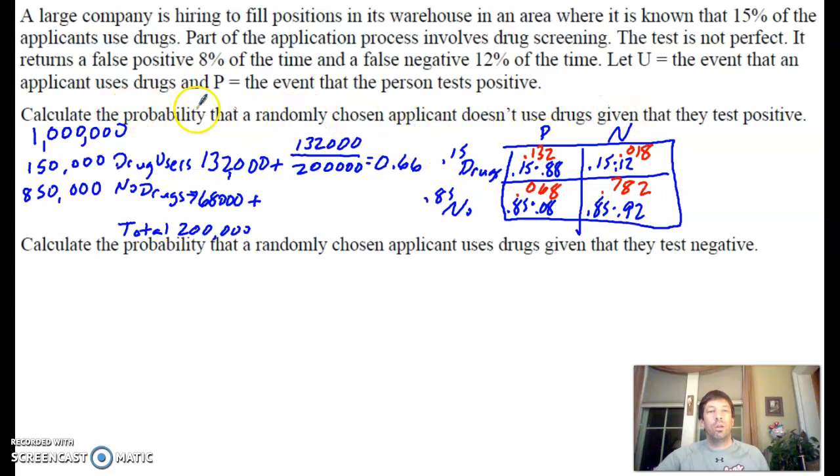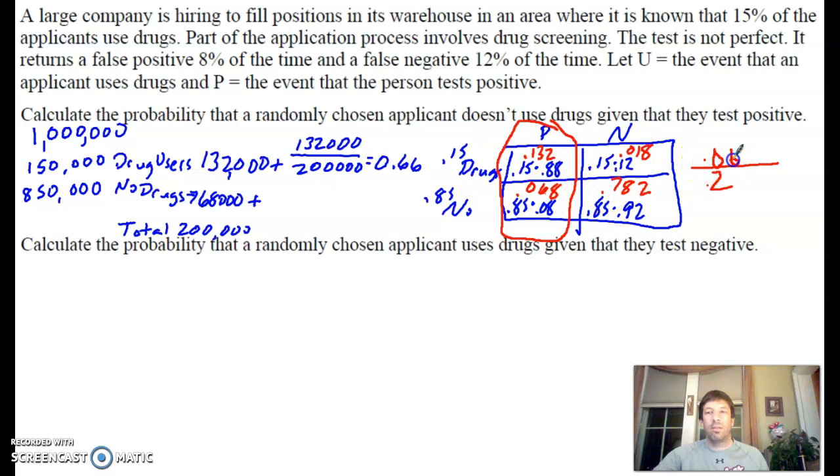So if we want to calculate the probability that a randomly chosen applicant doesn't use drugs, given that they test positive. So we're given this positive test result. Okay, so we would add up those totals. 0.132 plus 0.068 is 0.2. That's our total. We have 0.2 total positive test results. Of those, what's the probability that a randomly chosen applicant doesn't use drugs? So actually I did the wrong thing over here. I did the probability that they do use drugs. The probability that they don't use drugs, 0.068.